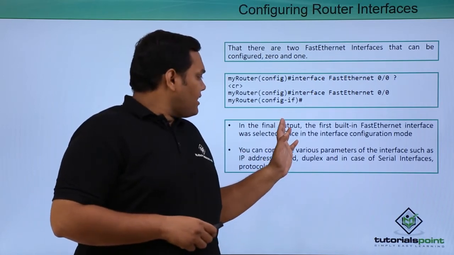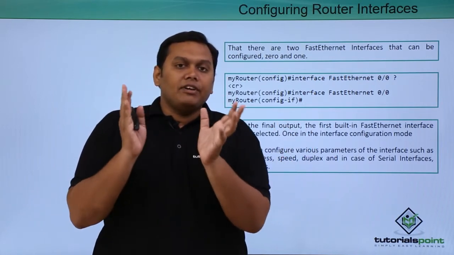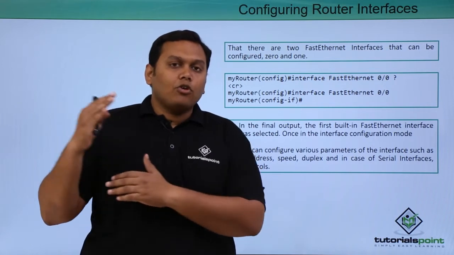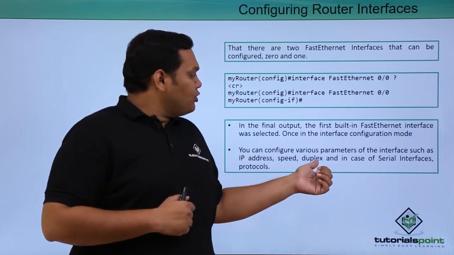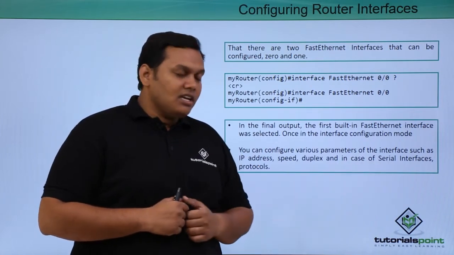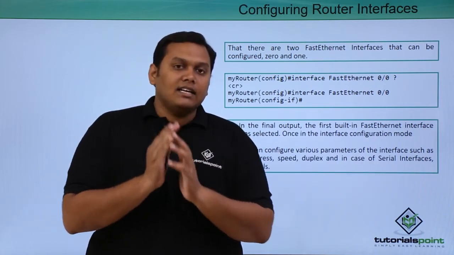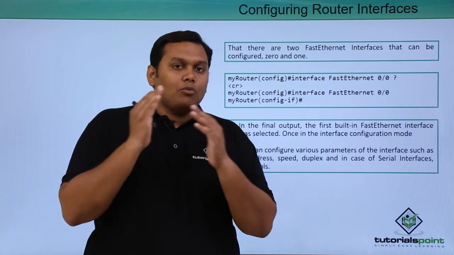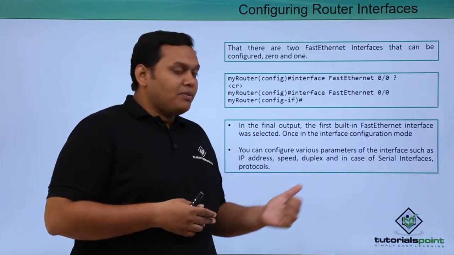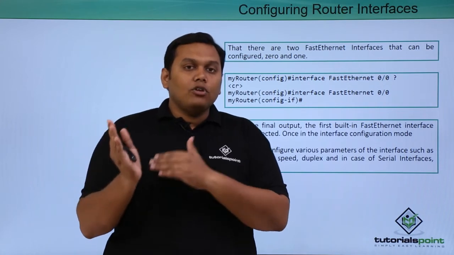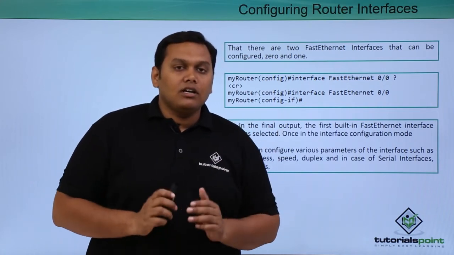In the same way, the final output shows you that there are various parameters to consider before configuring the interfaces. Those are IP address, speed, duplex, and in the case of serial interfaces, protocol. So the protocols, the IP addresses, duplex, whether half duplex or full duplex, as well as speed are considered before configuring the interface of the router.